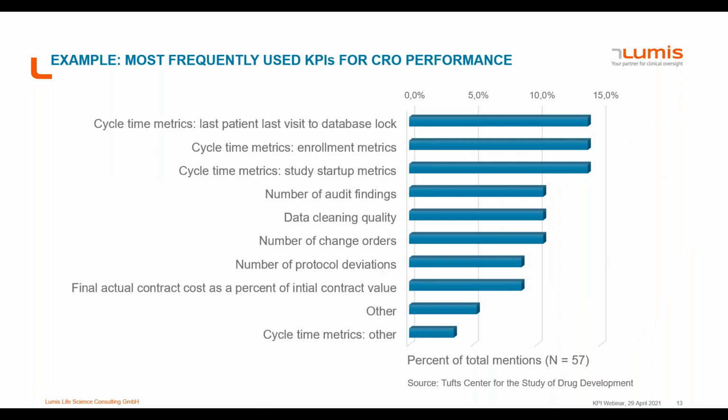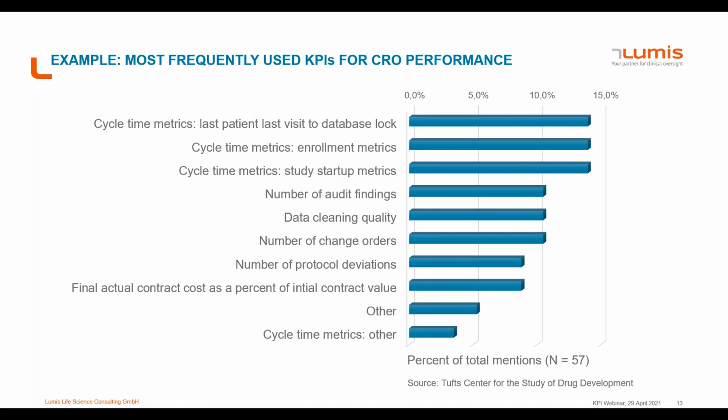And here's an example which we have derived from the Tufts Center for the Study of Drug Development. They made a little survey with about 57 participants, which were all sponsors. And that was about what are the most frequently used KPIs for CRO performance. One key KPI used was cycle time metrics. Of course, last patient, last visit to database lock was seen as critical, and also study startup metrics.